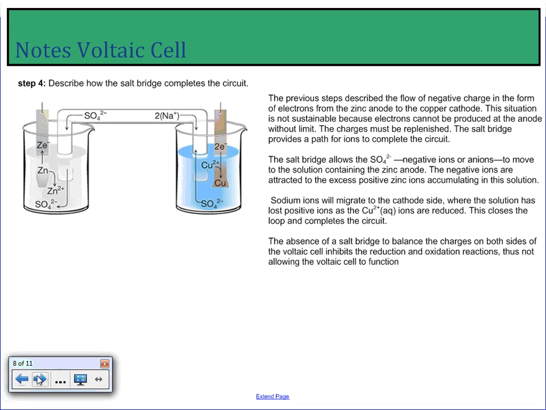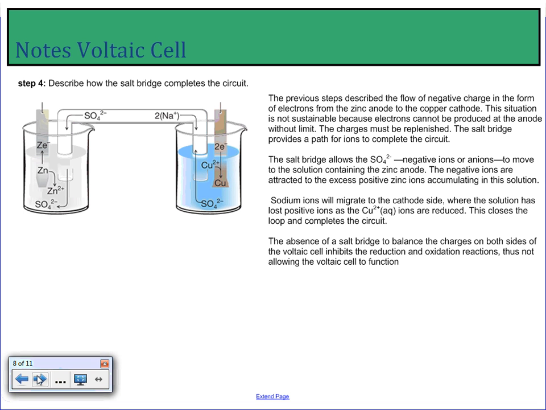A salt bridge provides a path for ions to complete the circuit. The salt bridge allows the SO4 2- negative ions, or anions, to move to the solution containing the zinc anode, and the negative ions are attracted to the excess positive zinc ions accumulating in the solution. The sodium ions will migrate to the cathode side, where the solution has lost its positive ions as the Cu2+ aqueous ions are reduced. This closes the loop and completes the circuit.